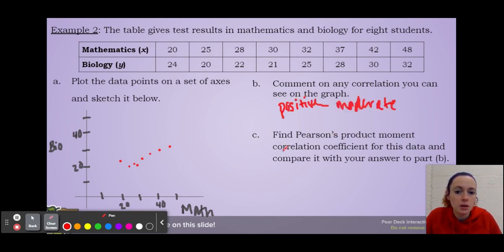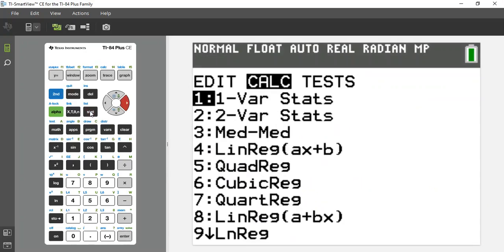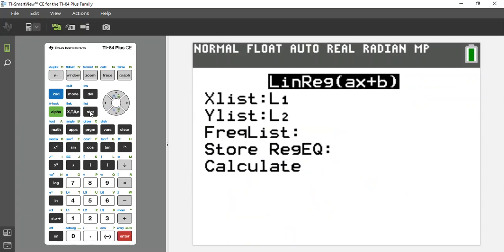But in part C, we're asked to actually find Pearson's product moment correlation coefficient for this data and then compare it to our answer in part B. To find the correlation coefficient, go back to Stat, over to Calc, and we're going to use linreg in order to find it. Make sure your X list is L1, your Y list is L2. You do not need a frequency list, and you don't need to store it anywhere. Just go down to calculate.